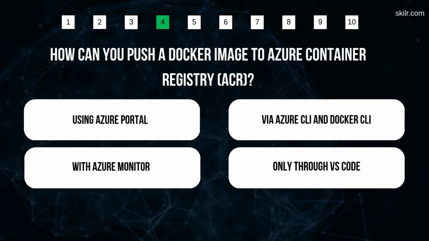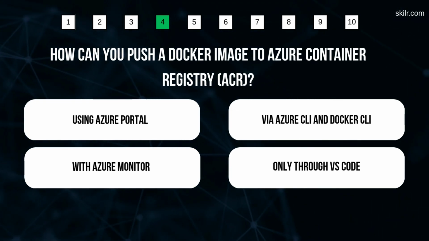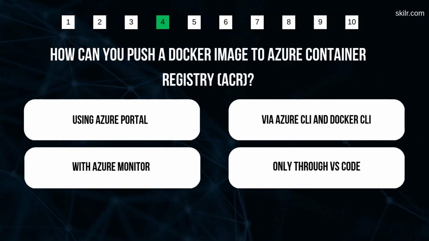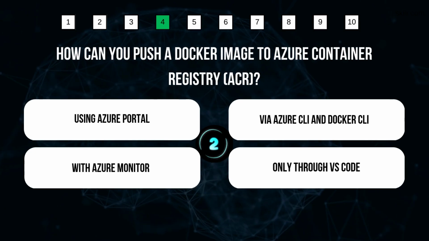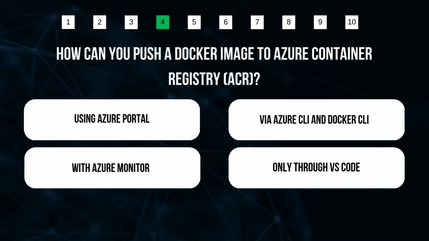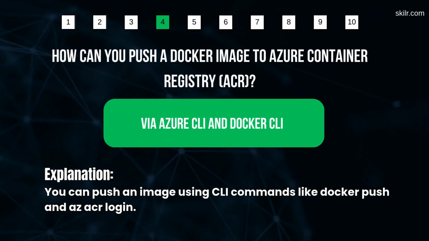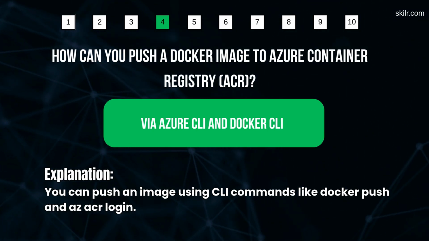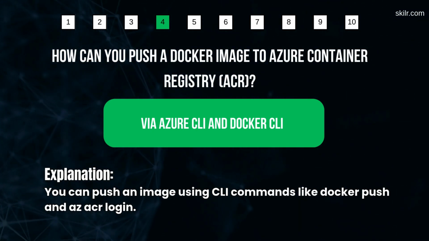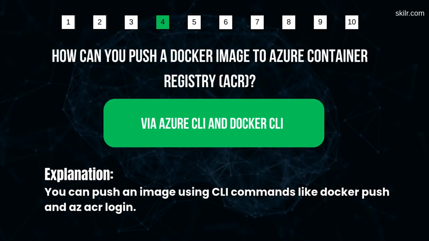Question 4. How can you push a Docker image to Azure Container Registry, ACR? The correct answer is via Azure CLI and Docker CLI. You can push an image using CLI commands like docker push and az acr login.